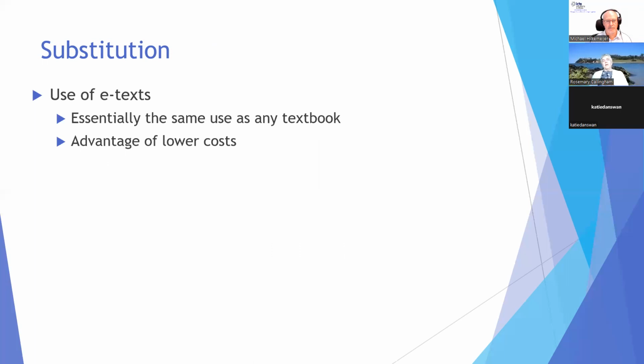Substitution, there's a lot of substitution. Using e-texts, for example, they're essentially the same as any textbook, and they have the advantage, and it's a big advantage, don't let's knock this, of being much lower costs. I mean, textbooks have become very expensive. If you buy a textbook for your child, they only use it for a year, that's a significant amount of outlay, but e-texts are much cheaper. And many of them are just PDFs of the textbook. So there's virtually no change.